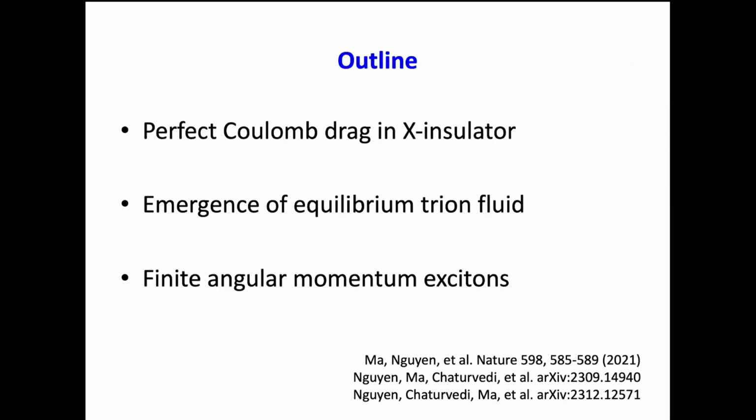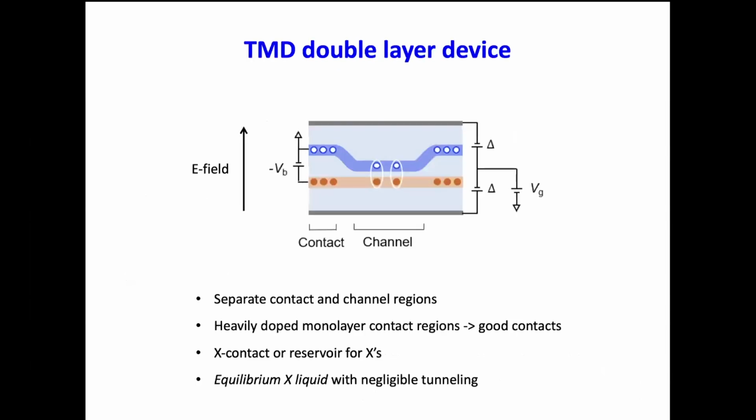All right, so this is the outline of my talk. I will first talk about perfect Coulomb drag in an excitonic insulator. Then I will talk about emergence of an equilibrium tryon fluid, and if I have a little bit of time, I'll talk about the evidence of finite angular momentum excitons when you put them under a magnetic field.